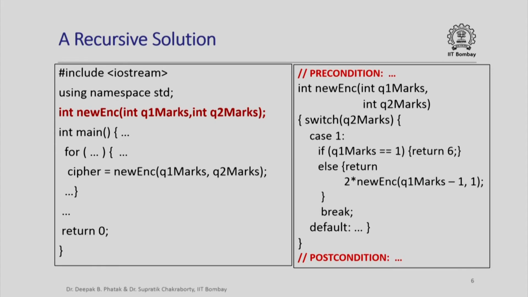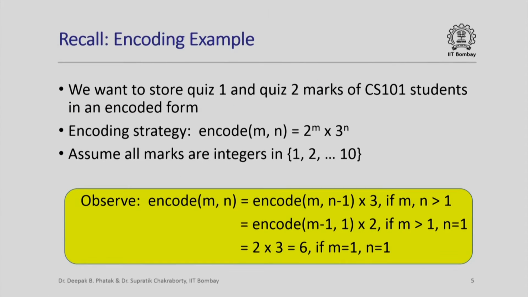We have also seen that the previous view of the encode function naturally lends itself to a recursive solution using C++, and here in this program this is the new encoding function which recursively calls itself using the same recursive formulation that we just saw.